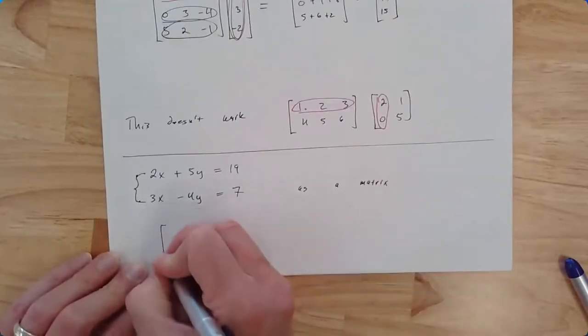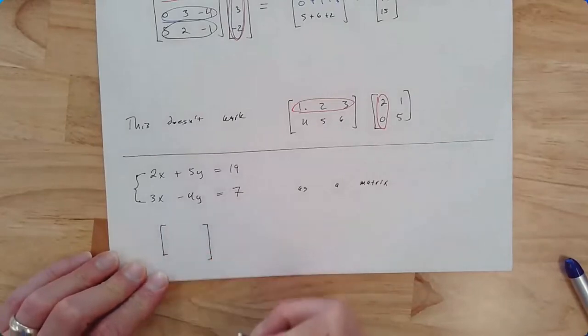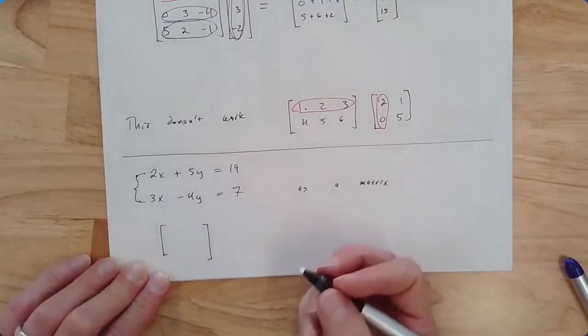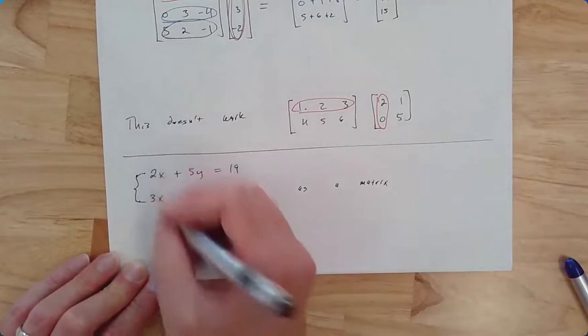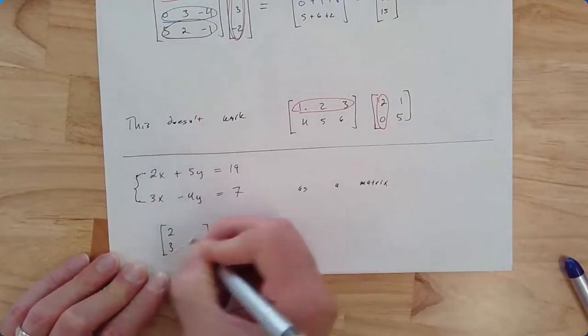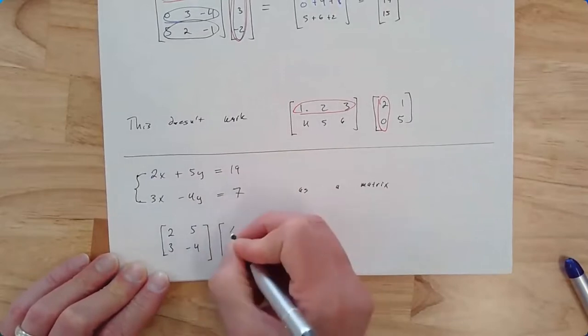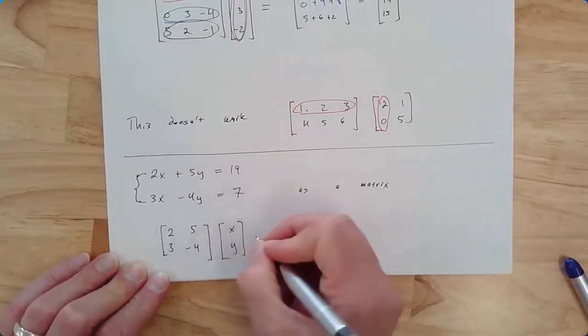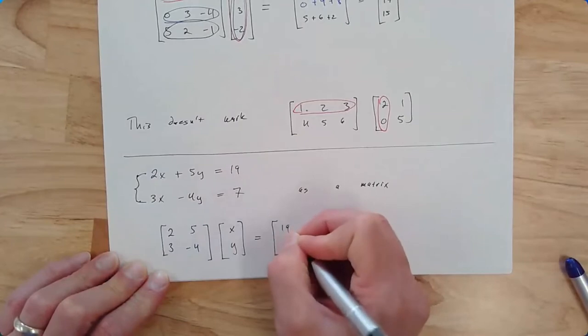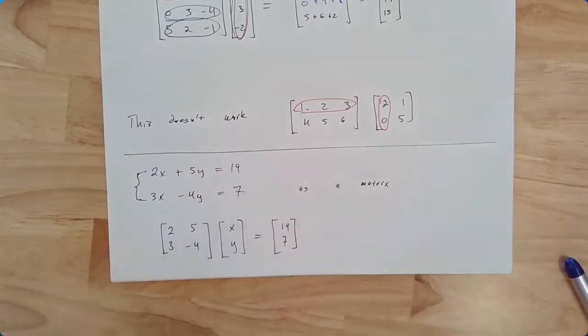Here's my coefficient matrix, so titled because it's literally just the coefficients of x and y. Coefficients of x go in the first column, coefficients of y go in the second column. Here's my variable matrix, x, y, and here's what it's equal to. That matrix equation literally says the same thing as this system of equations.